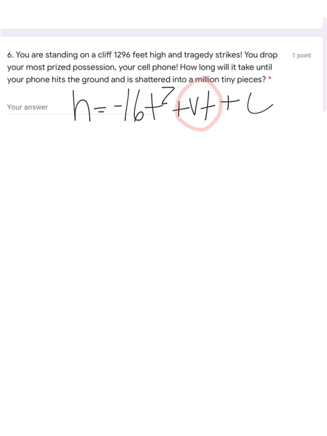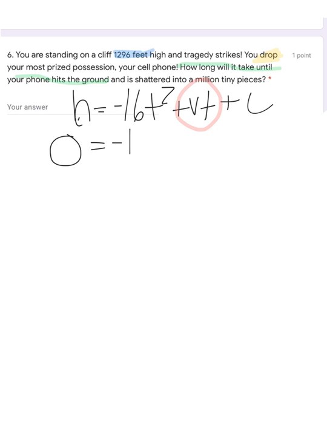Let's start off and note a couple important things. The initial height in this case is going to be 1,296 feet. We drop, and I'm going to underline that drop because that's going to be important. We drop our phone, so it's not launched at an initial velocity. And it's going to ask us how long it will take to hit the ground. By hit the ground, that's saying when the height is 0. So we're asking how long will it take for h to be 0. So let's plug in 0 for h.